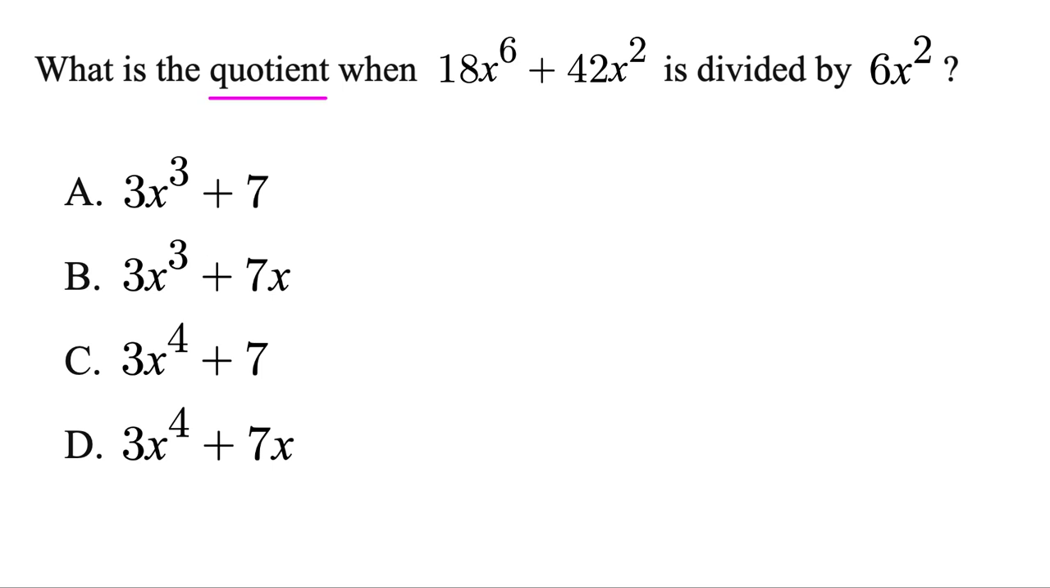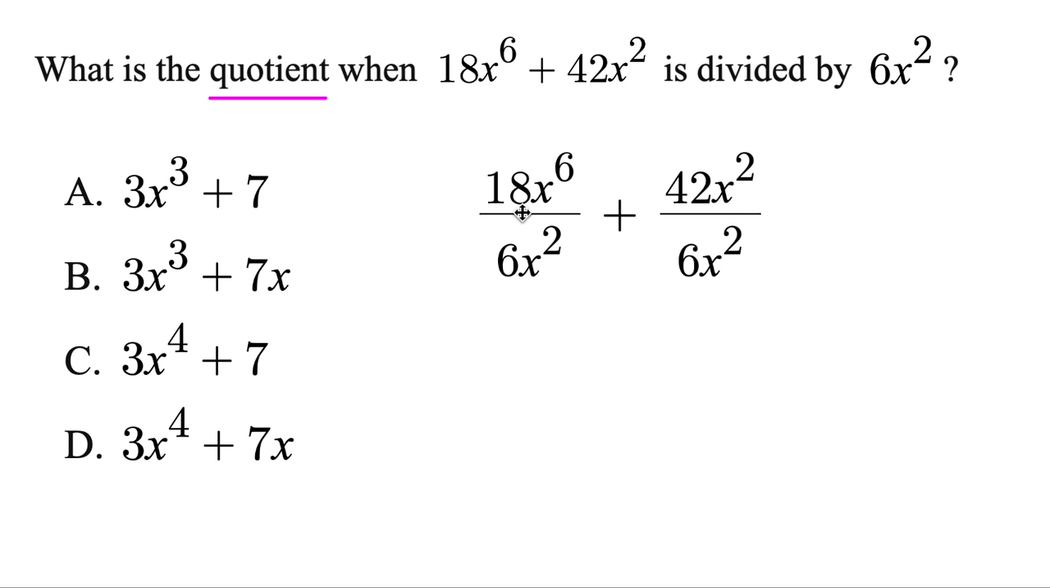When you have the word quotient, you're always going to divide. We're just going to take each of these things and divide them by 6x squared. So the first one, if we divide these, that's going to become 3x to the fourth, because we'll do 18 divided by 6, 3. But when you have exponents and they're stacked, you could always do the top minus the bottom. So that's where the x to the fourth came from.